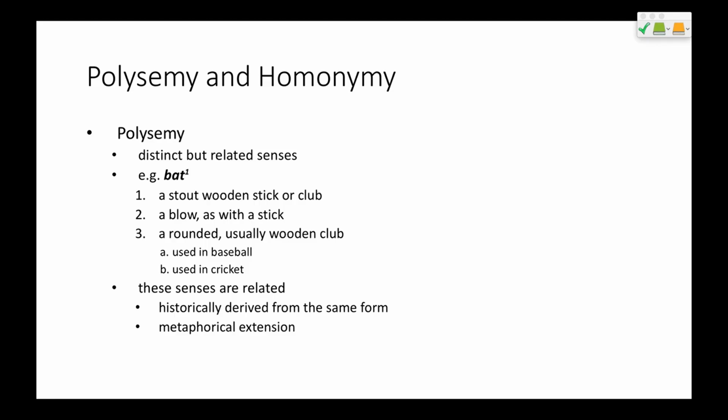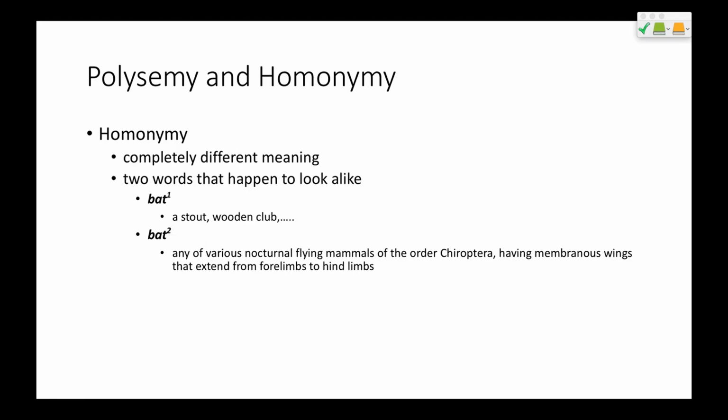Polysemy and homonymy, let's keep going with this. Polysemy has distinct but related senses. So if you've got a bat, a stout wooden stick or a club, a blow as with a stick, or a rounded, usually wooden club used in baseball or cricket, you can see that there's a clear relationship. There's definitely overlap in the sense there.